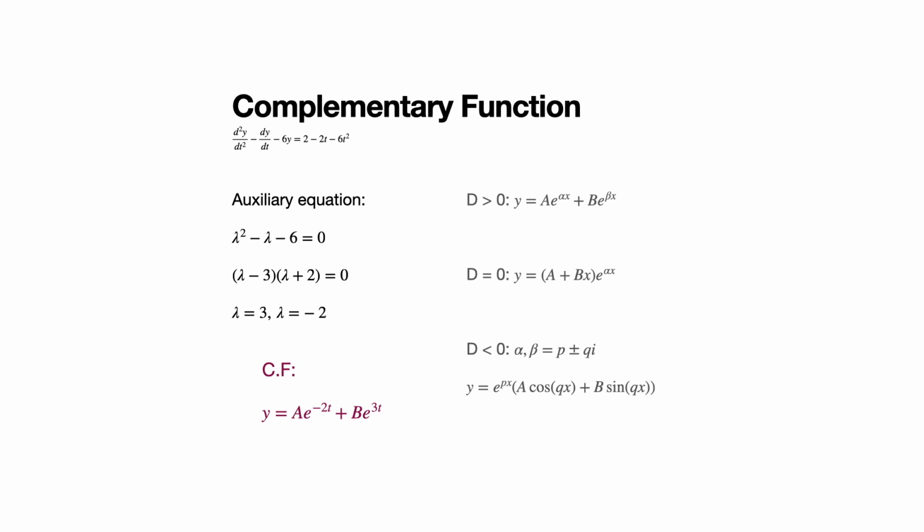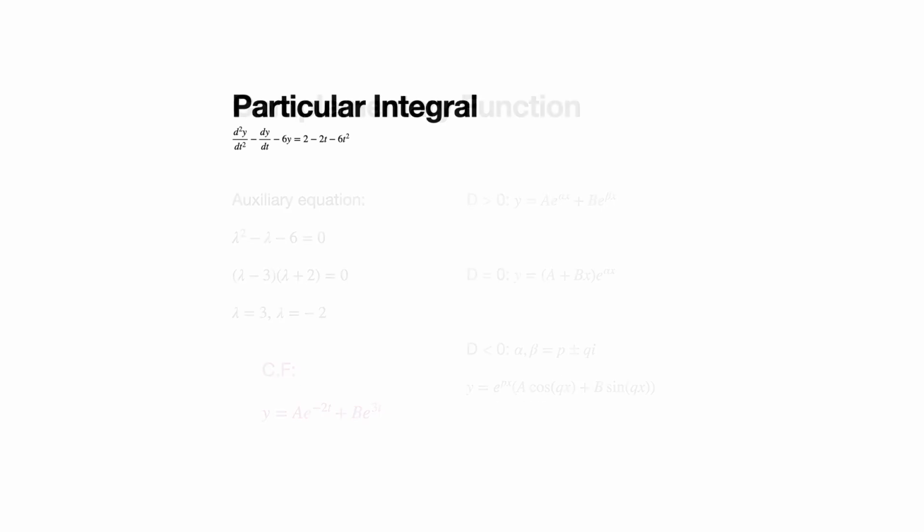Therefore, in our case, our complementary function is given by y equals a e to the negative 2t plus b e to the 3t. For the right-hand side, we will try the particular integral y equals pt squared plus qt plus r. Differentiating once, we get dy/dt equals 2pt plus q, and differentiating again, we get d squared y/dt squared equals 2p.